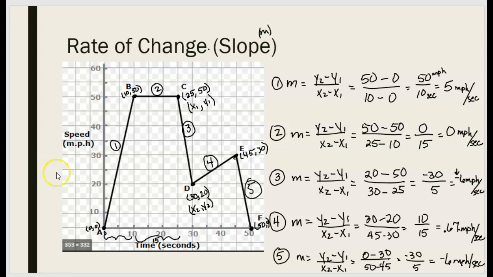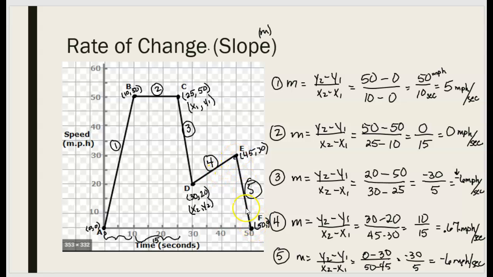All right, welcome back, guys. I hope you took a few minutes and tried to calculate the slope of the line DE, section 4 on our graph, and then hopefully from E to F as well, section 5 on the graph. If you did, 0.67 miles per hour per second is what I got for section 4, from point D to point E. So that's an increase of speed of 0.67 miles per hour per second. So a relatively slow increase in speed for that 15-second time span.